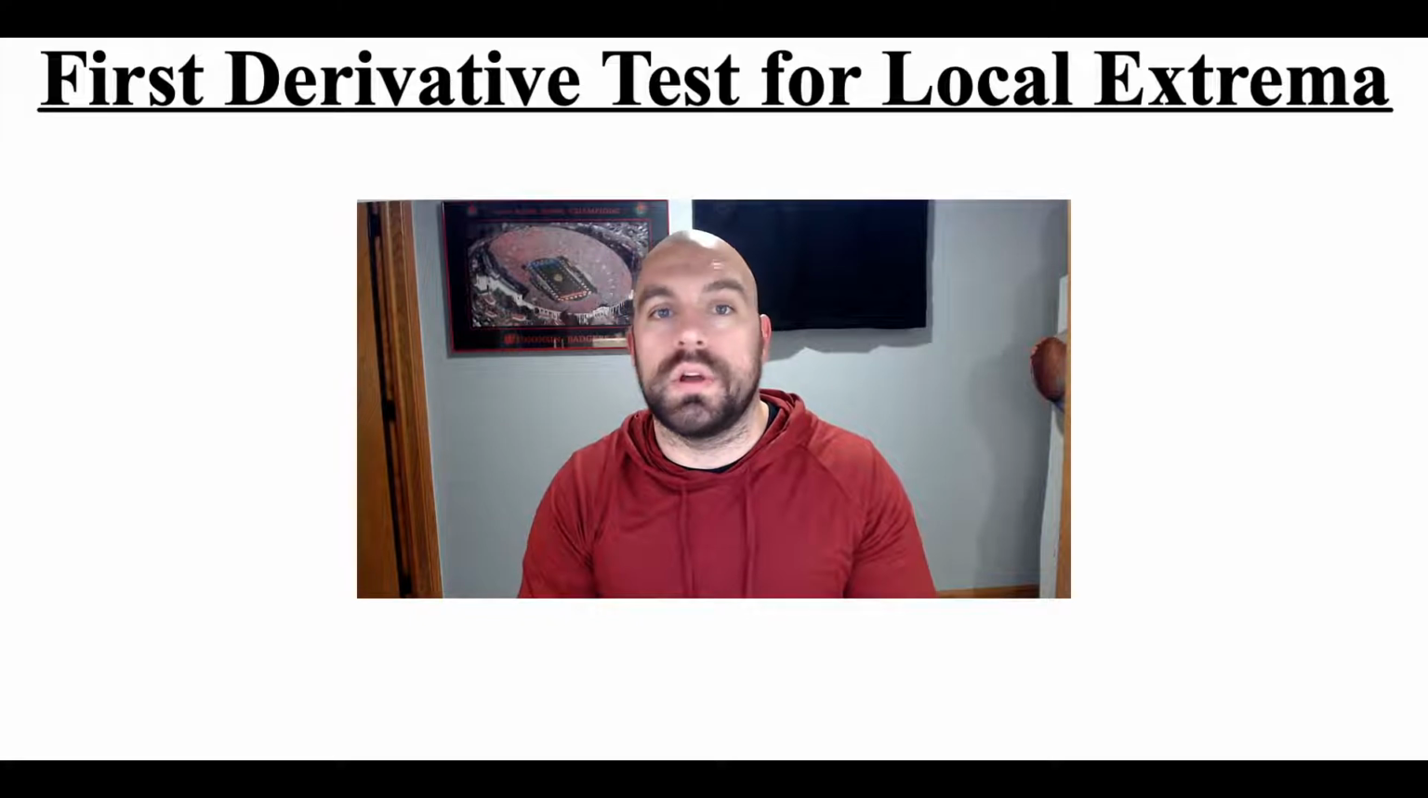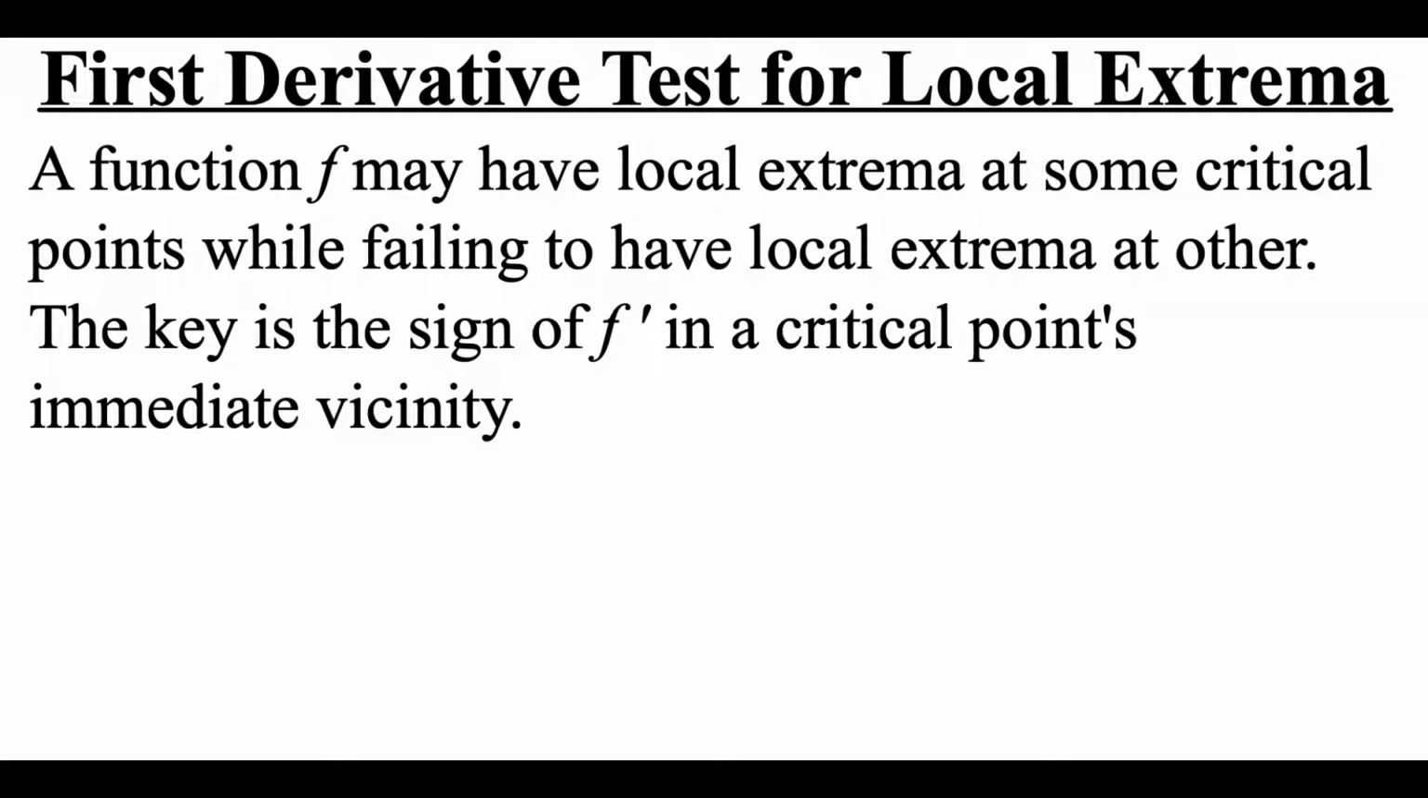In this video, we're going to look at the first derivative test for local extrema. So a function f might have local extrema at some critical points, but might fail to have local extrema at others. The big thing that we want to look for is the sign of the derivative around a critical point's immediate vicinity. So once we know where our critical points are located, we want to check what's happening around those critical points to help us determine if we're going to have any local maximums or local minimums at those critical points.